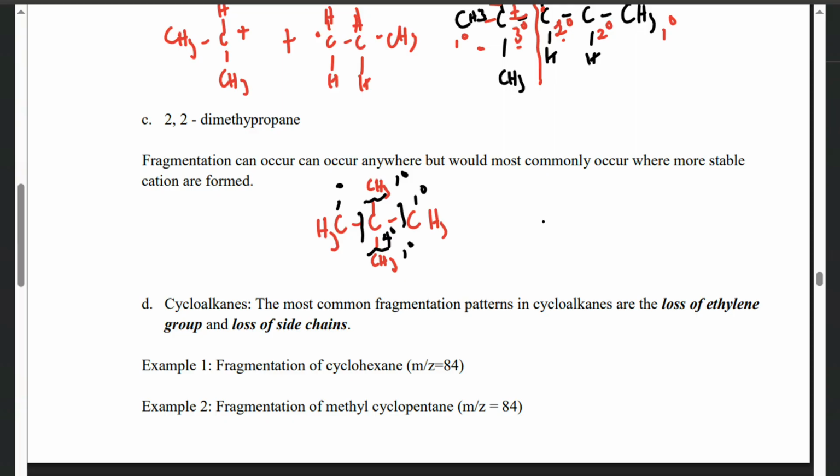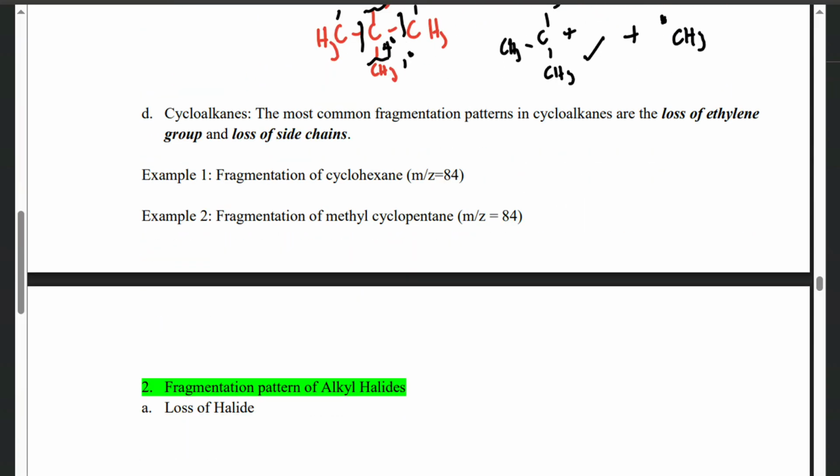So you can just say CH3 plus this one, dot CH3. So this one should give you the fragmentation pattern, right? This one should give you a more stable product. So cycloalkane, the most common fragmentation patterns in cycloalkanes are usually the loss of the ethylene group, right? The loss of this group and loss of side chains.